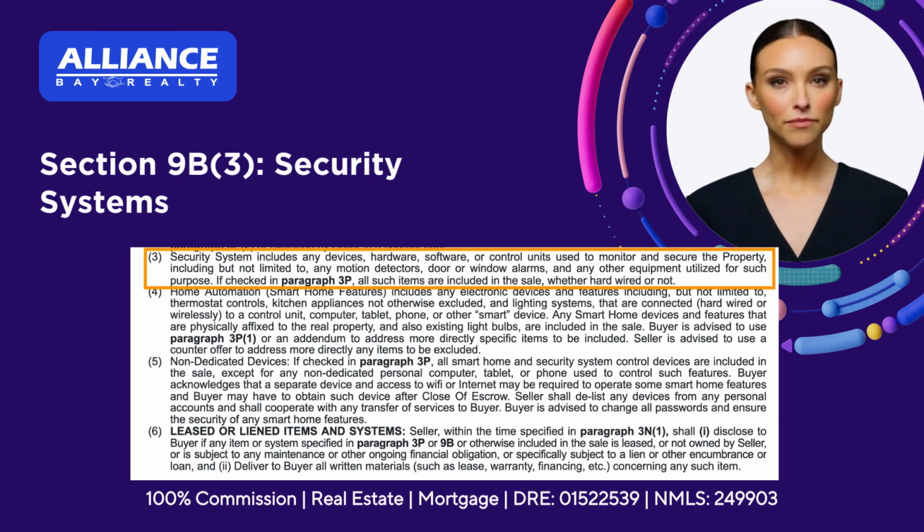Section 9B3, Security Systems. Any devices, hardware, software, or control units used to monitor/secure the property, for example, motion detectors, door/window alarms. If security is checked as included in Section 3P, all such items convey, hardwired or not. Remember to clarify service contracts versus the hardware. Service usually does not transfer automatically.